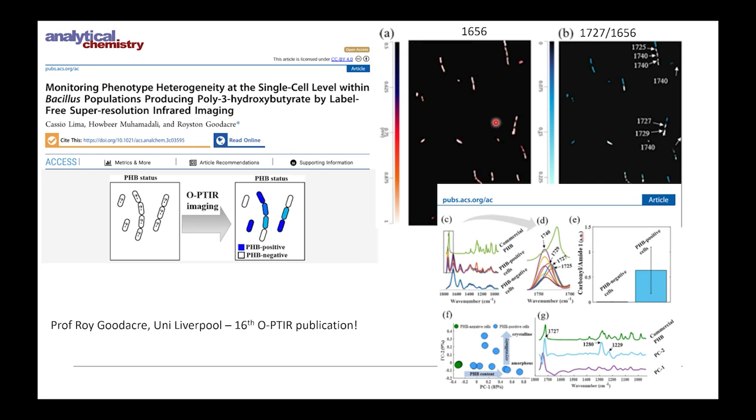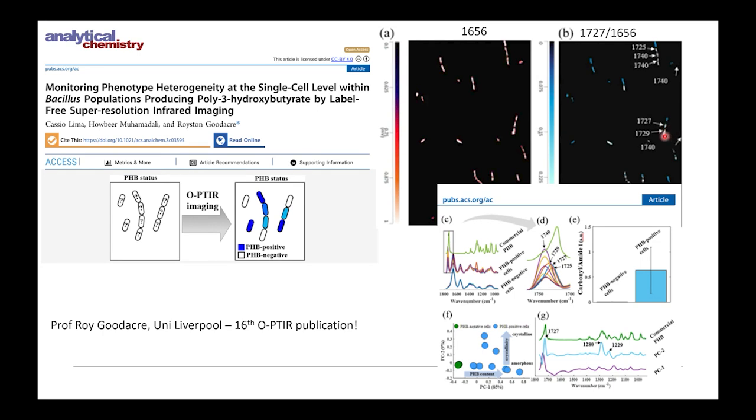So he's used 1656, the protein band, to locate where the bacteria are, and then a ratio of 1727 to that protein band, because 1727 is the polyhydroxybutyrate. So he's looking at heterogeneities across different bacterial cells. You can see some cells are producing more of the PHB relative to others, more being a whiter ratio color there.